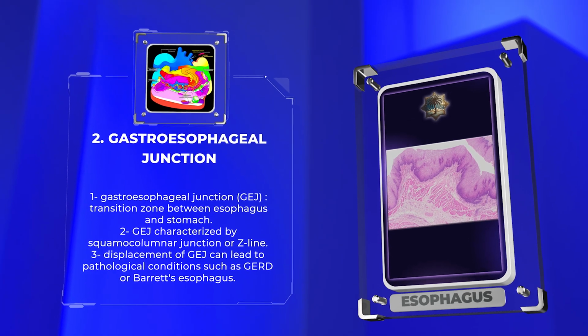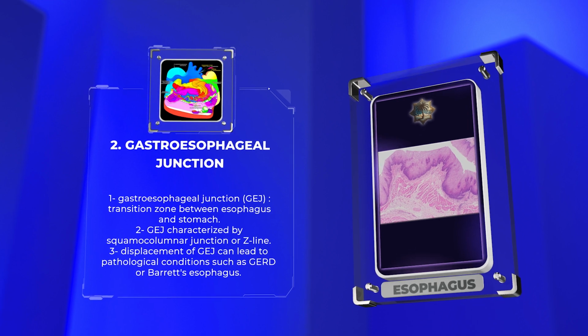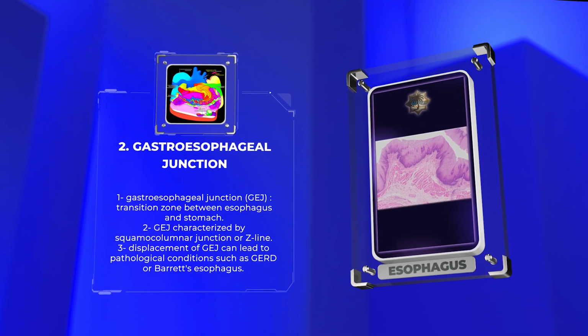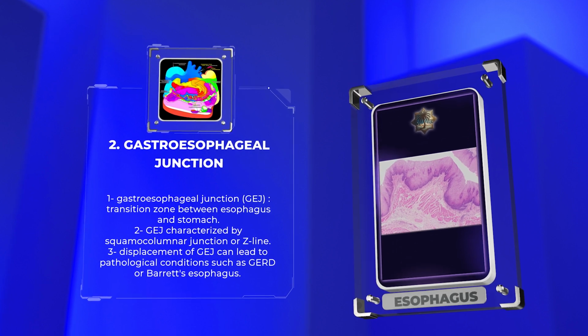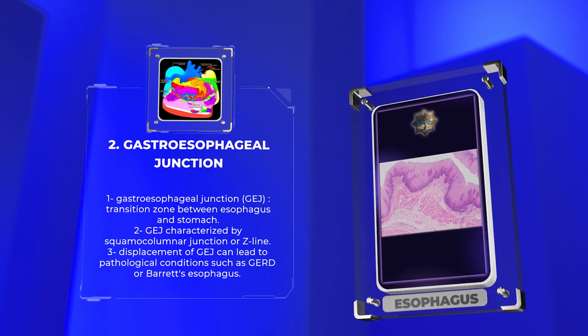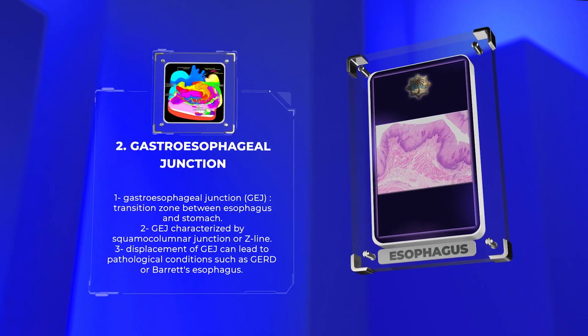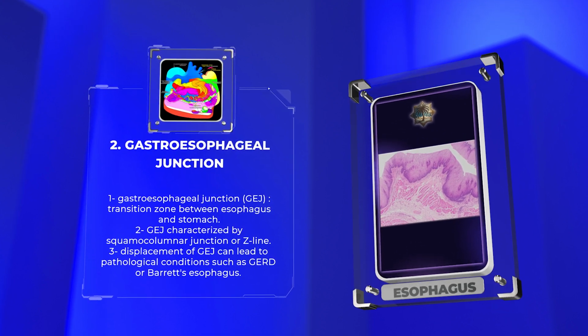Moving on, let us shift our focus to the transition zone between the esophagus and the stomach, known as the Gastroesophageal Junction, GEJ. The GEJ is characterized by a specialized epithelium, termed the squamocolumnar junction or the Z-line. This region marks the border between the stratified squamous epithelium of the esophagus and the columnar epithelium of the stomach. It is important to note that any displacement of the GEJ can lead to pathological conditions such as gastroesophageal reflux disease, GERD, or the development of Barrett's esophagus.